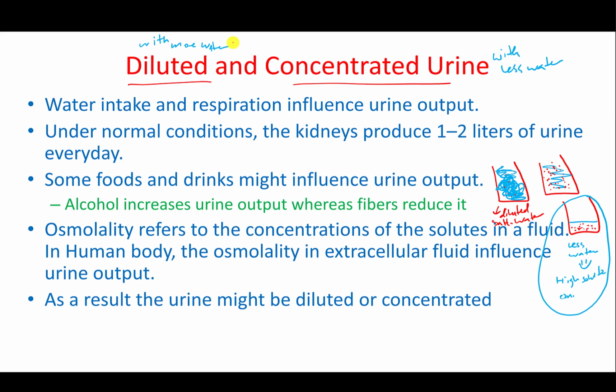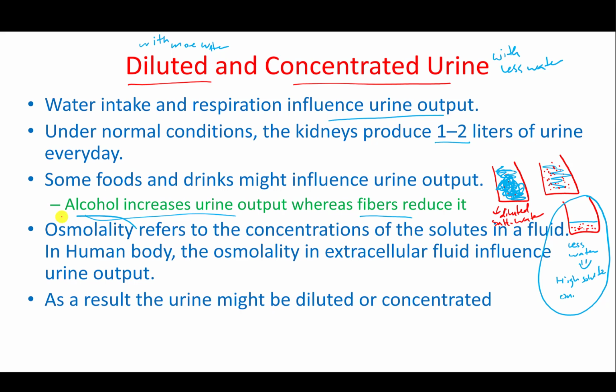Usually, either case is not a problem unless there is an underlying condition, especially related to dehydration or, for example, diabetes. So water intake and respiration would influence the urine output. It will influence if we have diluted or concentrated urine. Under normal condition, the kidneys will produce around 1 to 2 liters of urine every day, but some drinks and foods would either increase or decrease that urine output. Alcohol, for example, will increase the urine output, where fibers would reduce it, and so on.